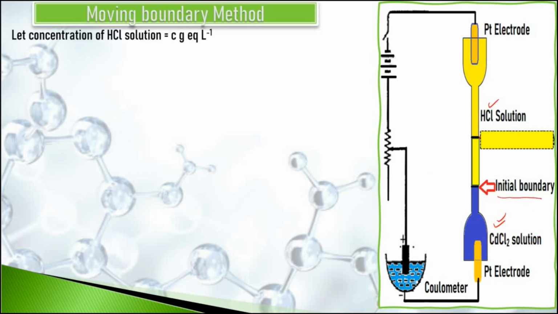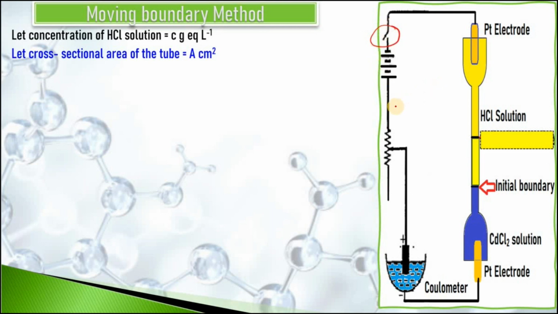Let us say the concentration of HCl solution filled here is equal to C gram equivalents per liter. Gram equivalents per liter indicates concentration is measured in terms of normality. So the normality of HCl solution is C. Let us say the cross-sectional area of this tube is A centimeter square. Now what we do is complete the circuit by closing this key.